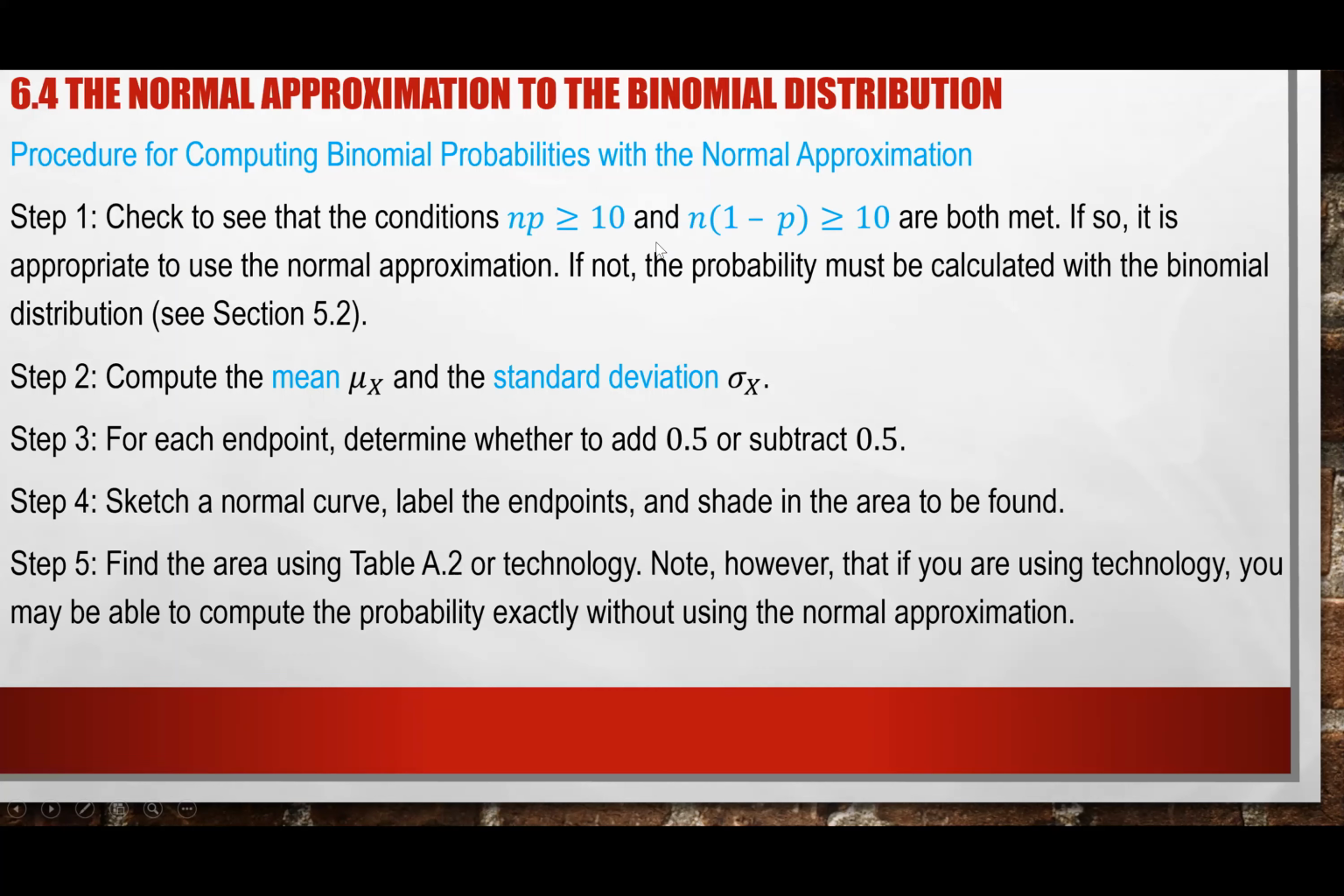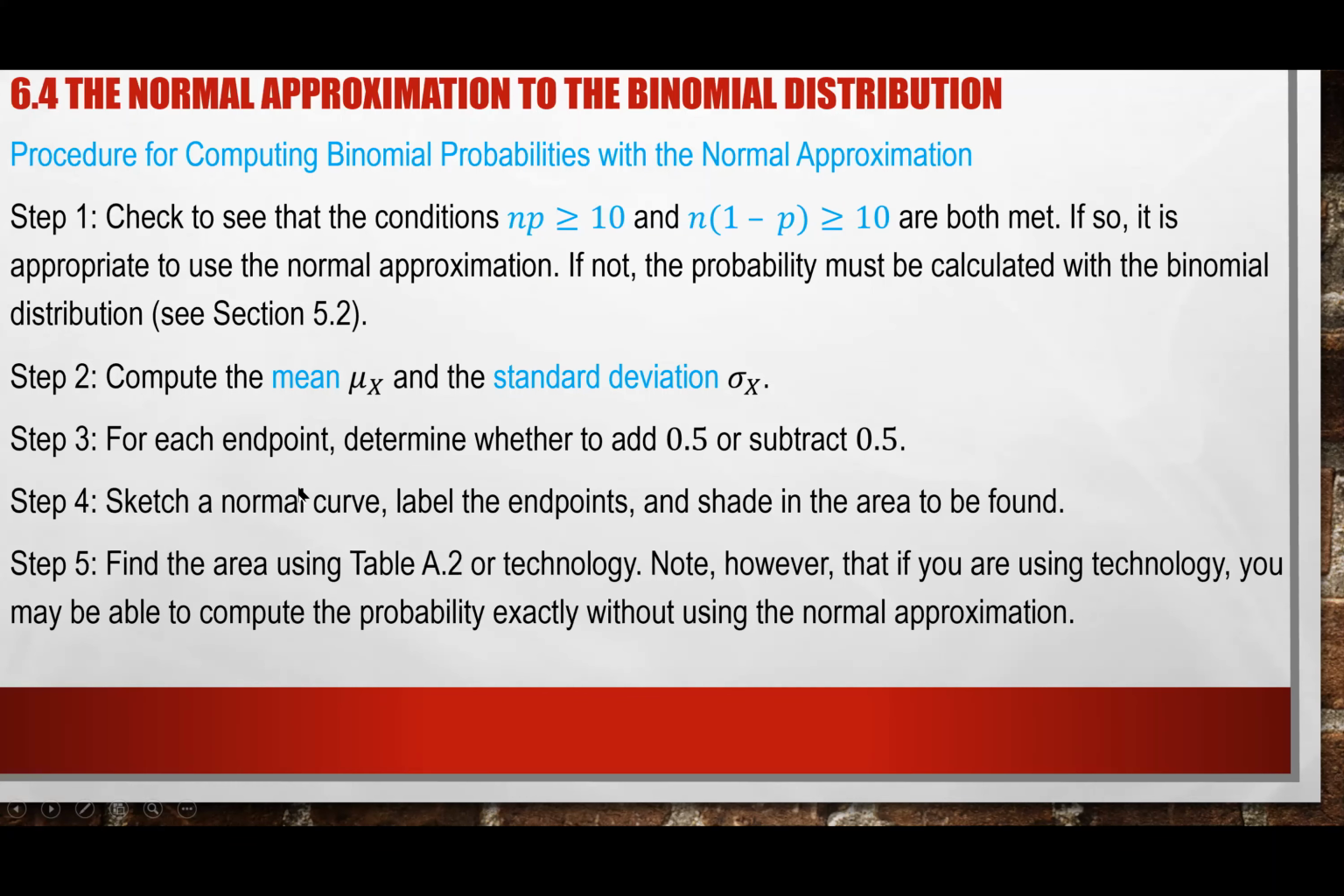Once we have a green light, we need to find the mean and we need to find the standard deviation. Reminder, the mean is n times p. The standard deviation is the square root of n times p times 1 minus p. And then you have to determine your endpoint, which is either add 0.5 or subtract 0.5.